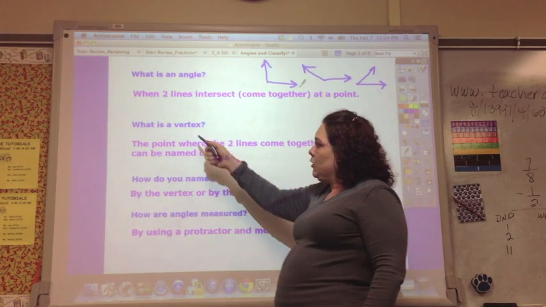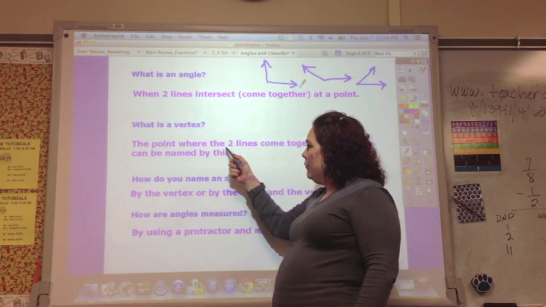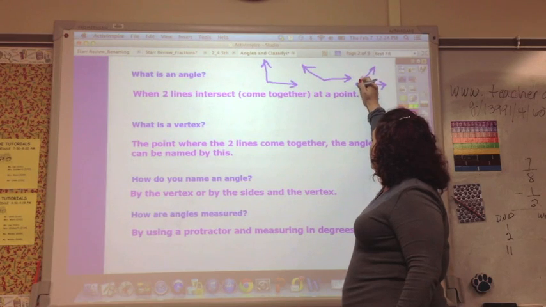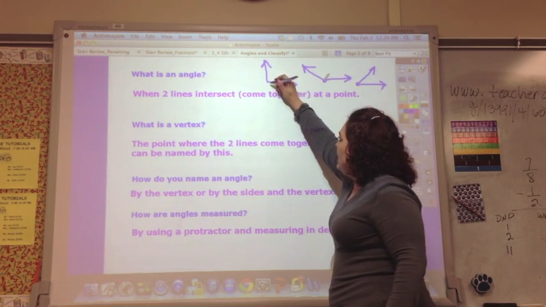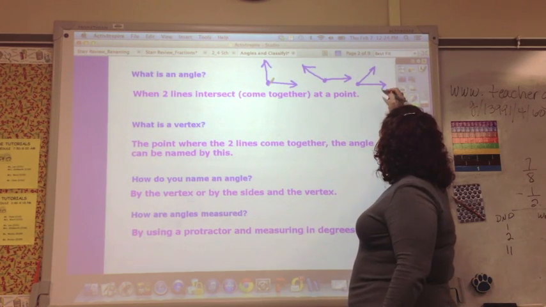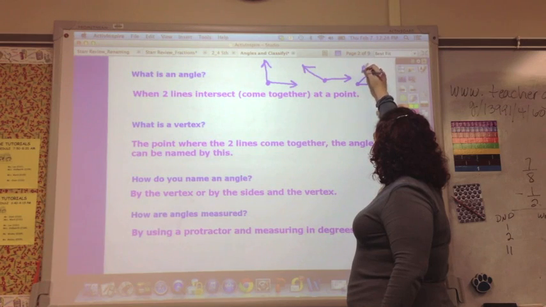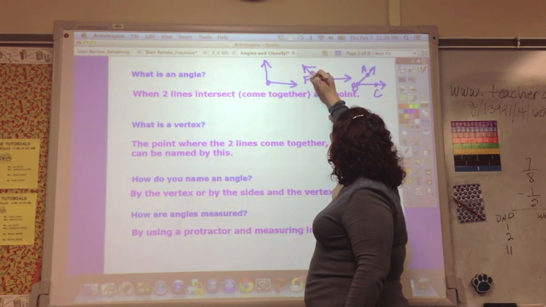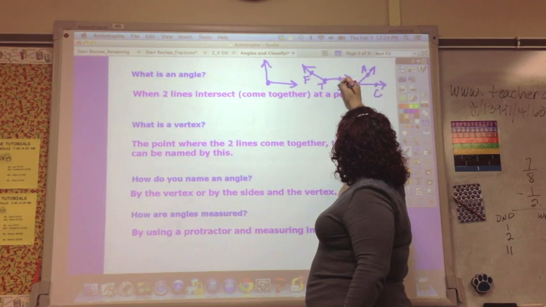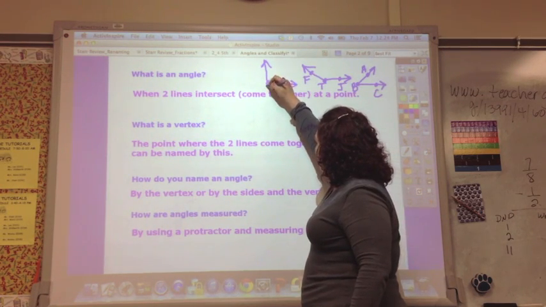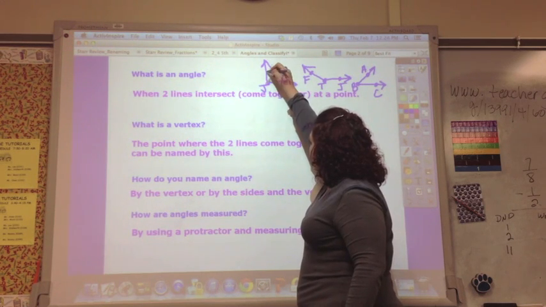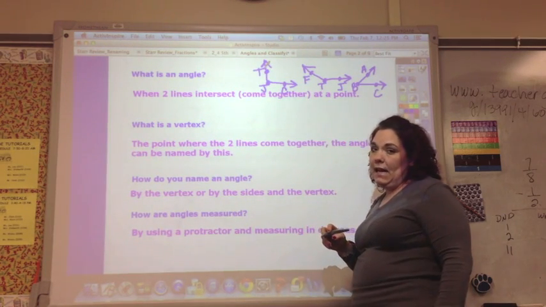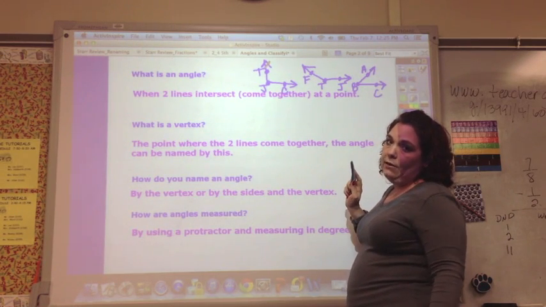So what is a vertex? A vertex is the point where the two lines come together and the angle can be named by this. So this is the vertex, this little point where they come together, where they intersect. And if this is labeled A, B, C, each of those points is labeled, and this is F, T, J, and this is C, J, T, then you could name the angle by the points on the angle or by the vertex.